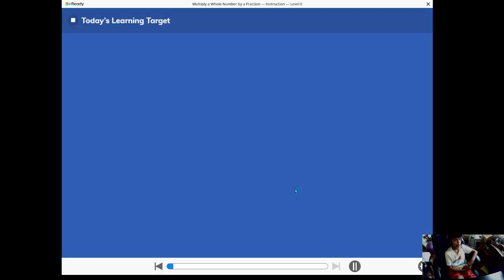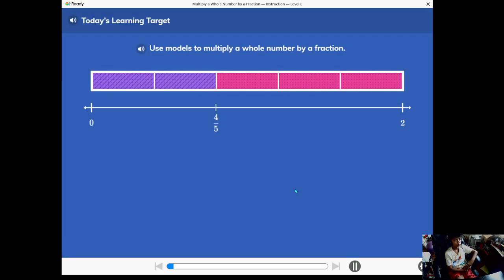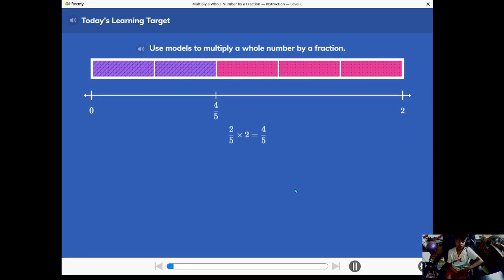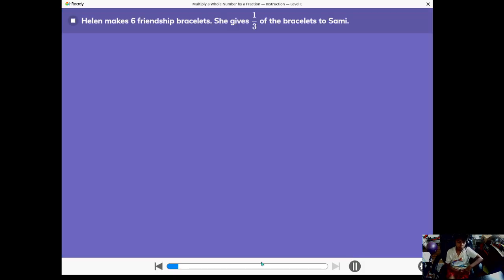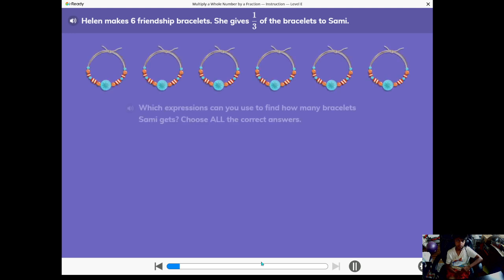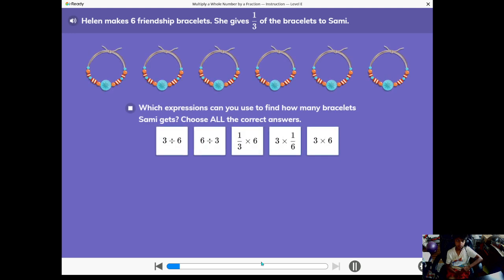Here is today's learning target. Use models to multiply a whole number by a fraction. Helen makes 6 friendship bracelets. She gives 1/3 of the bracelets to Sammy. Which expressions can you use to find how many bracelets Sammy gets? Choose all the correct answers.